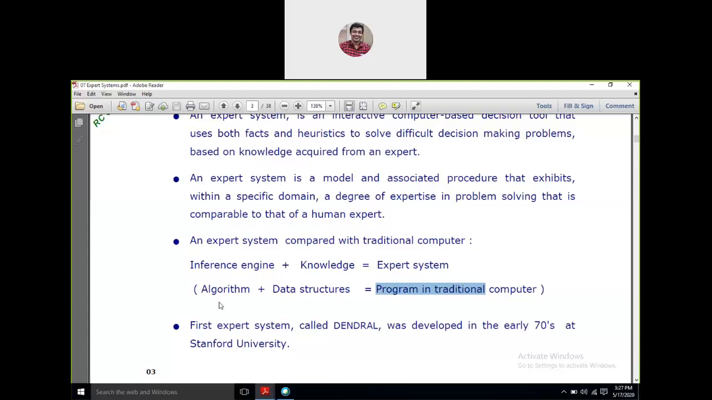From our previously captured knowledge, we can say that algorithm with data structures is the program in traditional computers, right? Anybody who talks about an expert system will definitely talk about Dendral, right? Dendral was the first ever expert system that was generated way back in the 1970s at Stanford University.